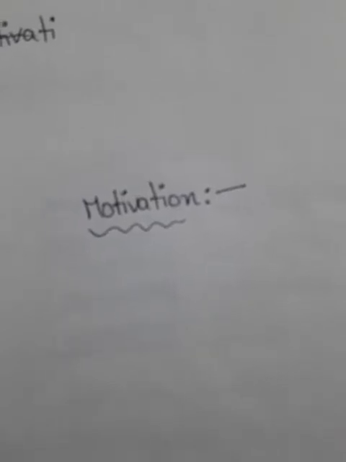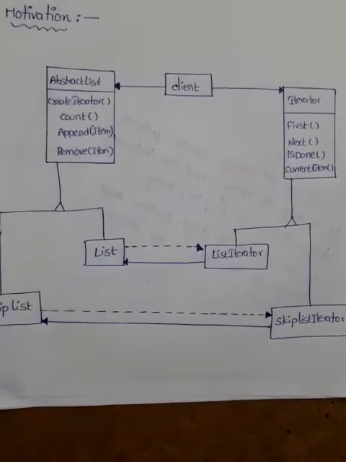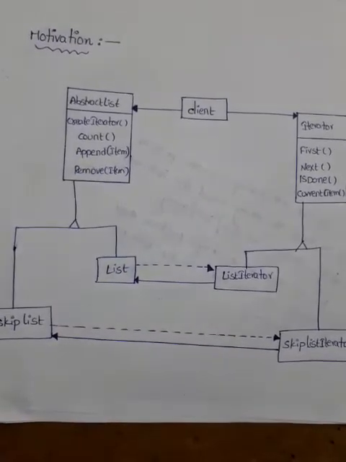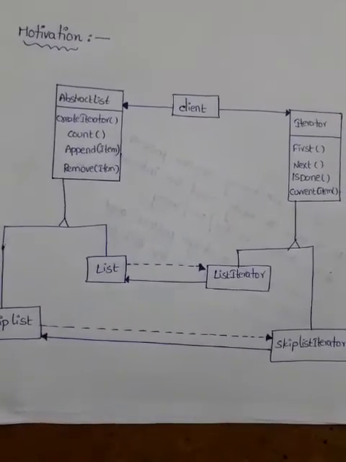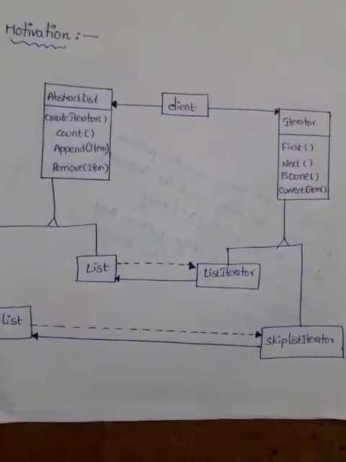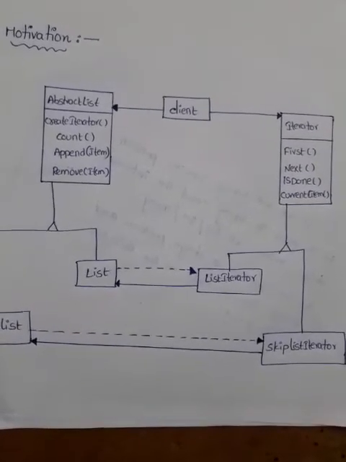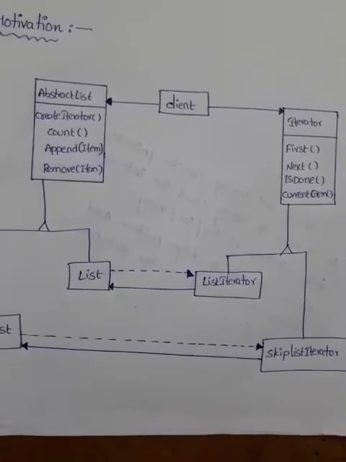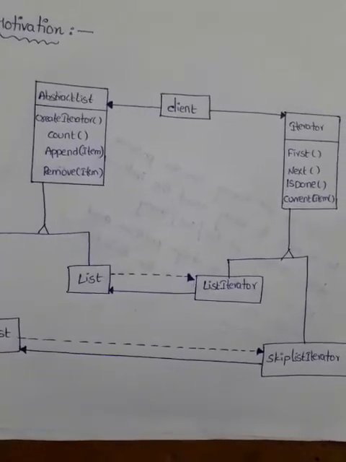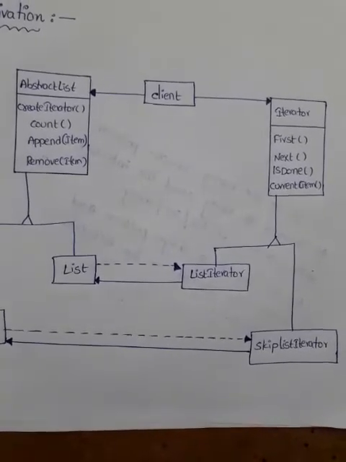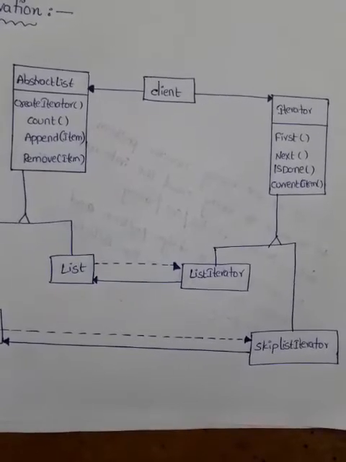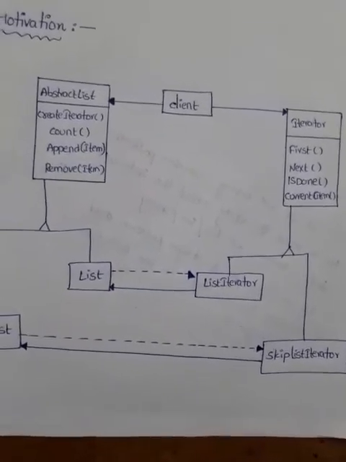So, to see this, let us consider an example for this motivation. I considered here an example consisting of an abstract list, iterator, skip list, list iterator and skip list iterator. A skip list is a probabilistic data structure with characteristics similar to a balanced tree. We want to be able to write code that works for both list and skip list objects.